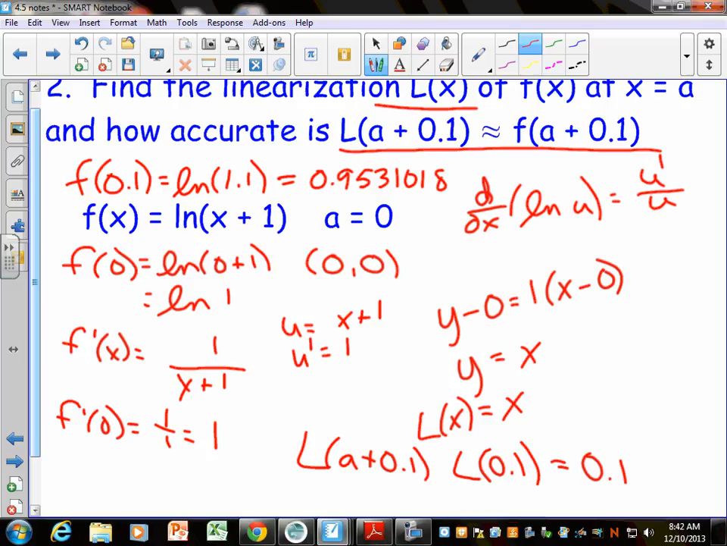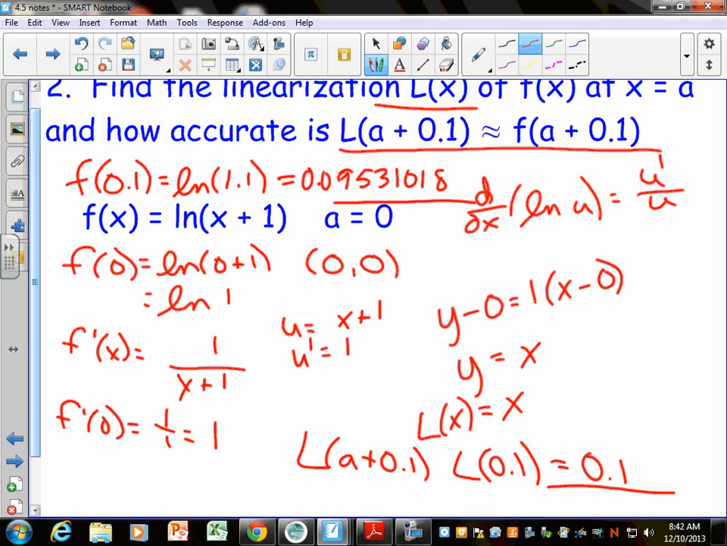If you do ln of 1.1, you get 0.953. Is that pretty close to the estimation that we got? 0.1? No, it was 0.096. Got a little issue there.